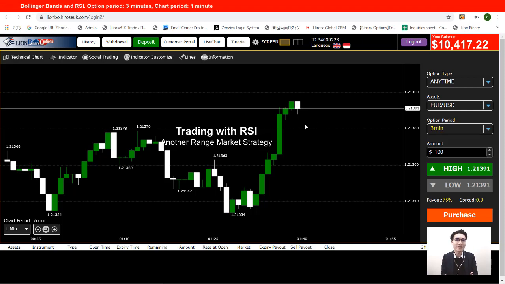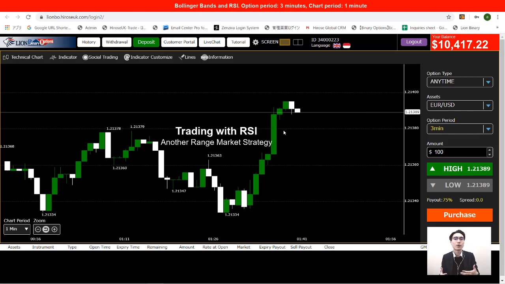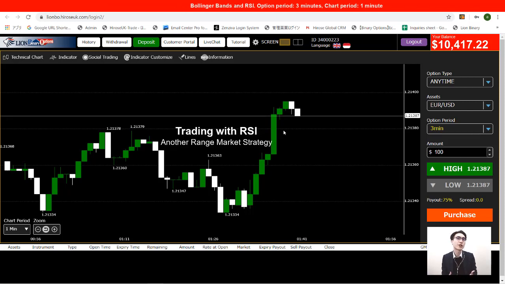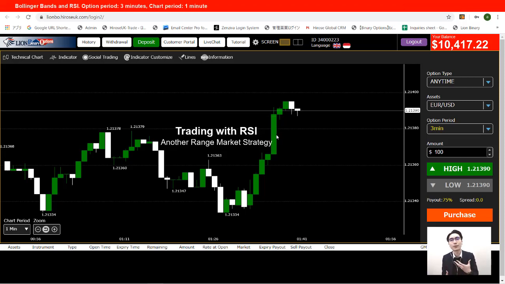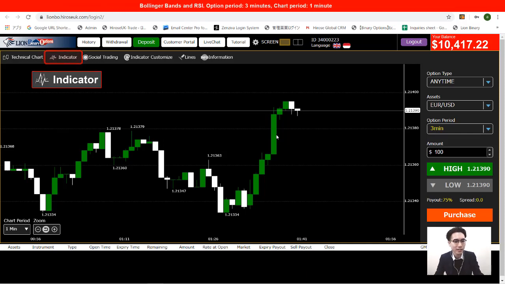It's more convenient. I'm just going to try this indicator, and the strategy I'm going to use is a combination of Bollinger Bands and RSI, which is also a range market trading strategy. We will take a look at how we set up the RSI, and after that we will look into the details of how to trade with this strategy. We will set up the indicators first.